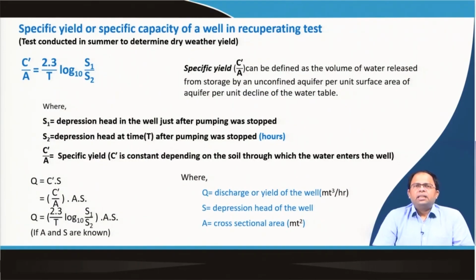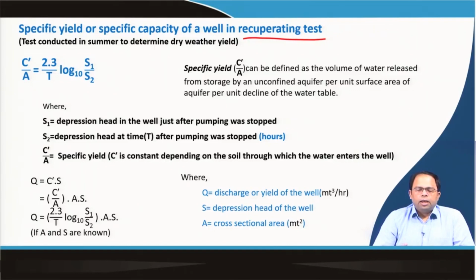Now we will determine the yield of a well. Before we determine the yield, there is of course the specific yield or specific capacity of a well, and we actually determine it using the recuperating test in this particular example. And the test is conducted during summer to determine the dry weather yield, because of course in summer the yield is lower. So if we can determine the dry weather yield, of course we should be safe during the other seasons as well.